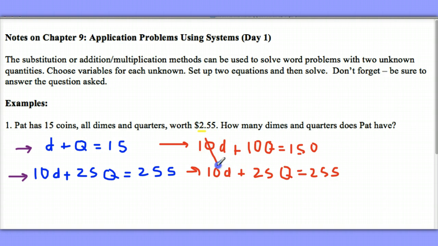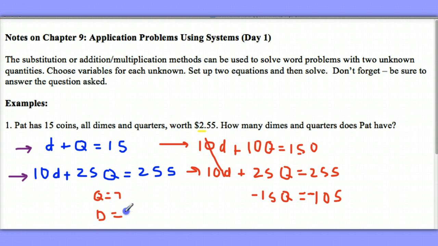So we subtract, the 10d's cancel. 10q minus 25q is negative 15q. And then 150 minus 255 is negative 105. And so I would divide both sides of my equation by negative 15. And when I do that, I get that the number of quarters is 7. And since the total number of coins was 15, that means the number of dimes is 8.